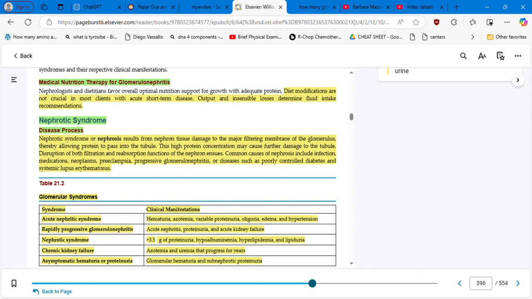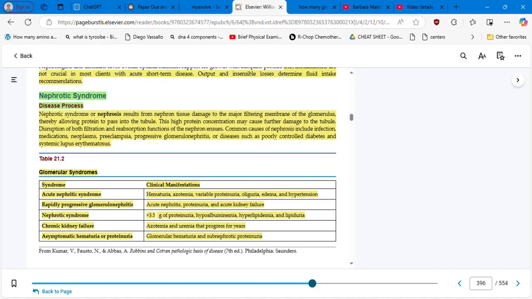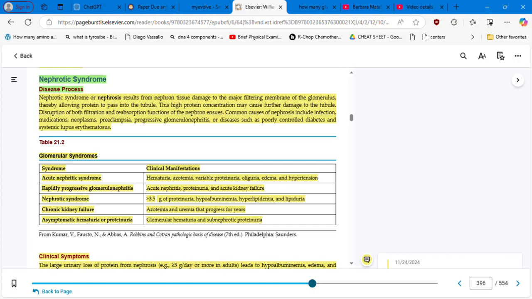Diet modifications are not crucial in most clients with acute short-term disease. Output and insensible losses determine fluid intake recommendations, okay, in this particular stage of the kidney disease. So now we have nephrotic syndrome.